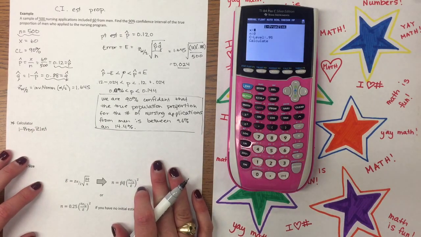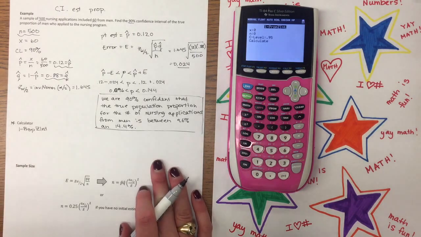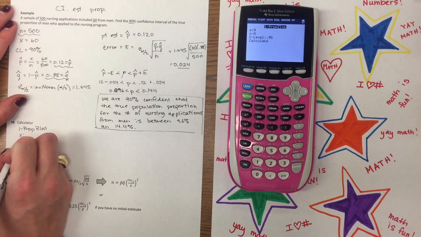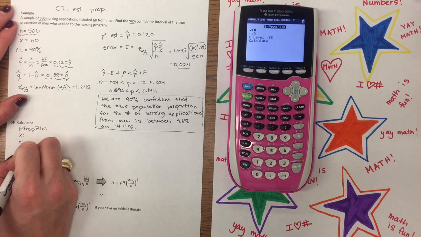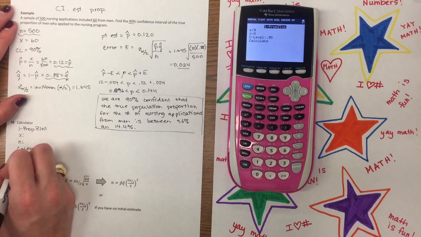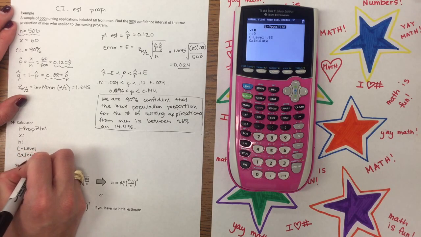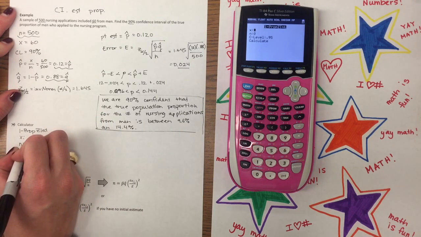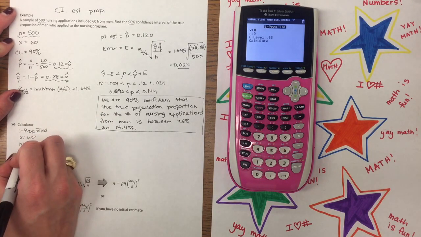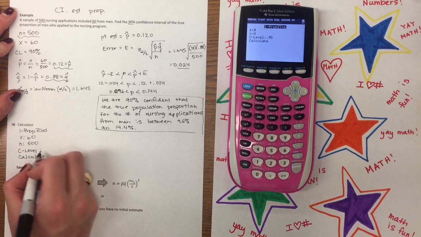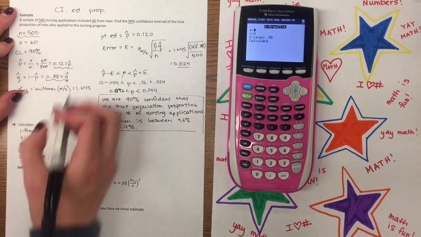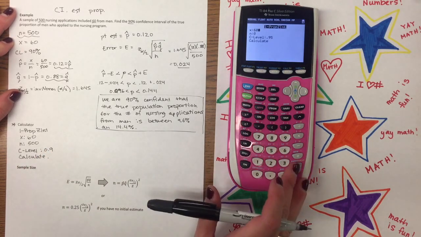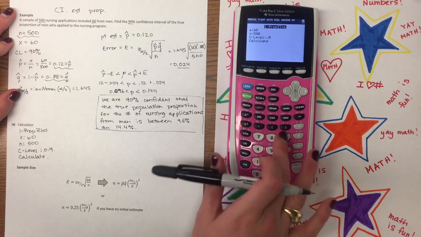If you choose 1-PropZInt, you're going to be asked to input some information. You're going to be asked to input x, n, your confidence level, and then it's going to say calculate. You can identify x directly from the problem. X we identified to be 60, n was 500, and our confidence level we want to input as a decimal, so our confidence level was 0.9. So I'm going to input that here: 60, 500, 0.9.